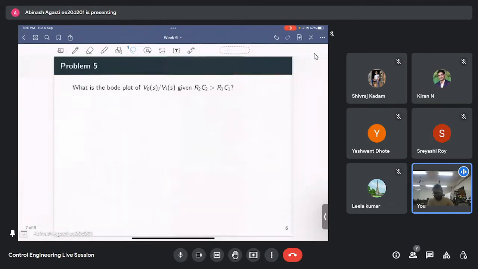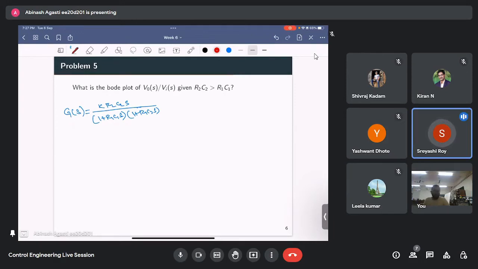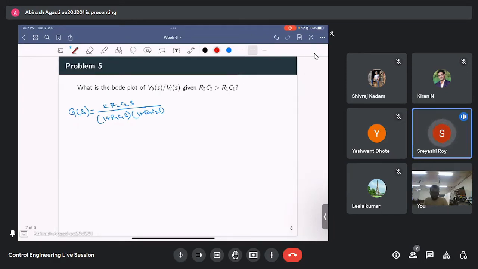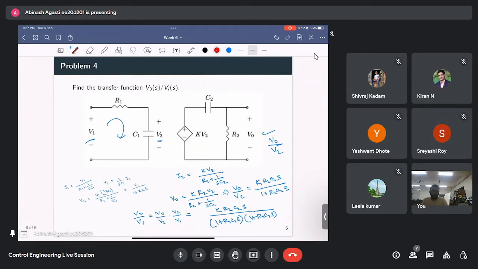Then we move on. We want to find out the Bode plot of that transfer function. Okay, of this transfer function. Now what is this? Can you go to the previous slide once again? Can you just explain this V2 portion once again? Yeah, sure.